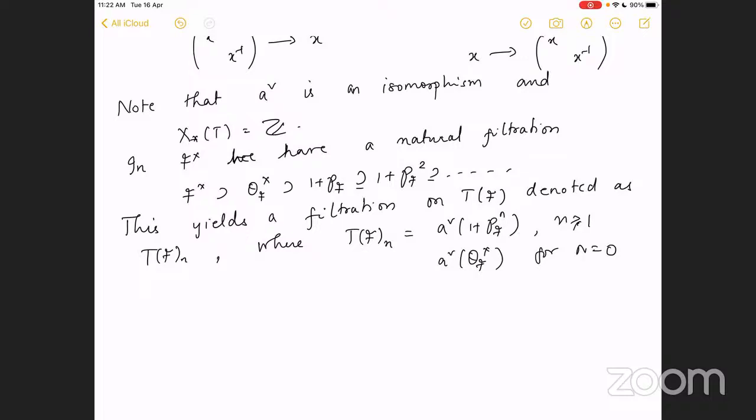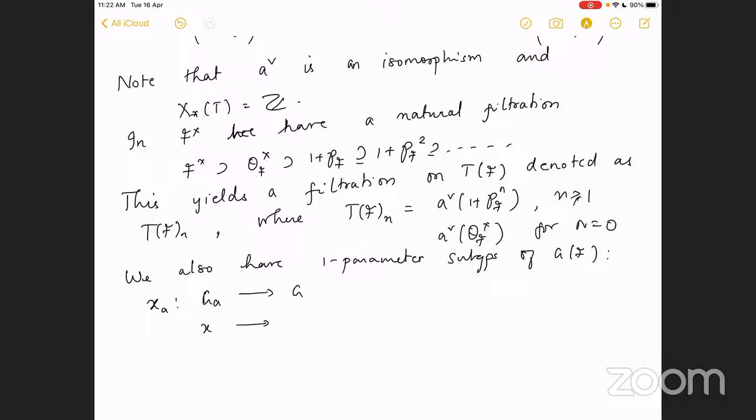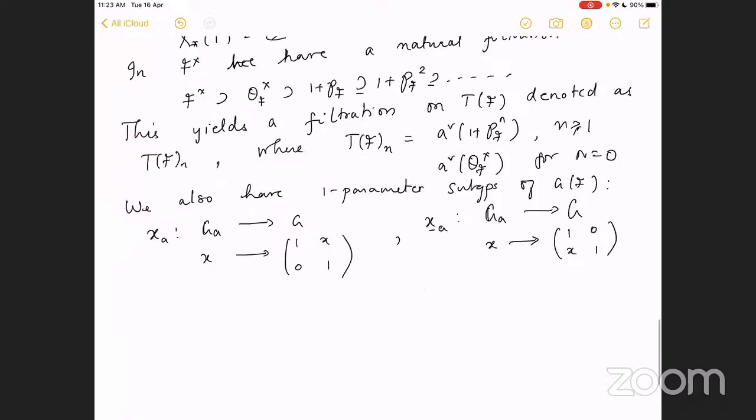So we also have one parameter subgroups of G(F). So you have this map x_alpha, from the additive group G_a to G, which sends x to (1, x; 0, 1), and the negative root, G_a to G, x goes to (1, 0; x, 1). Okay, I'm going to define the apartment.